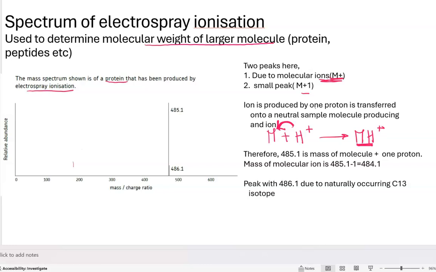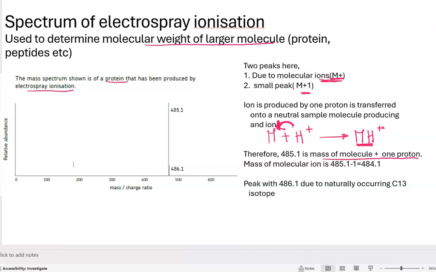And a next smaller peak at mass to charge ratio 486.1, that is due to M+1. In electrospray ionization, an ion is produced when one proton is transferred onto a neutral sample molecule, producing an ion. Therefore, 485.1 is the mass of the molecule and one proton.